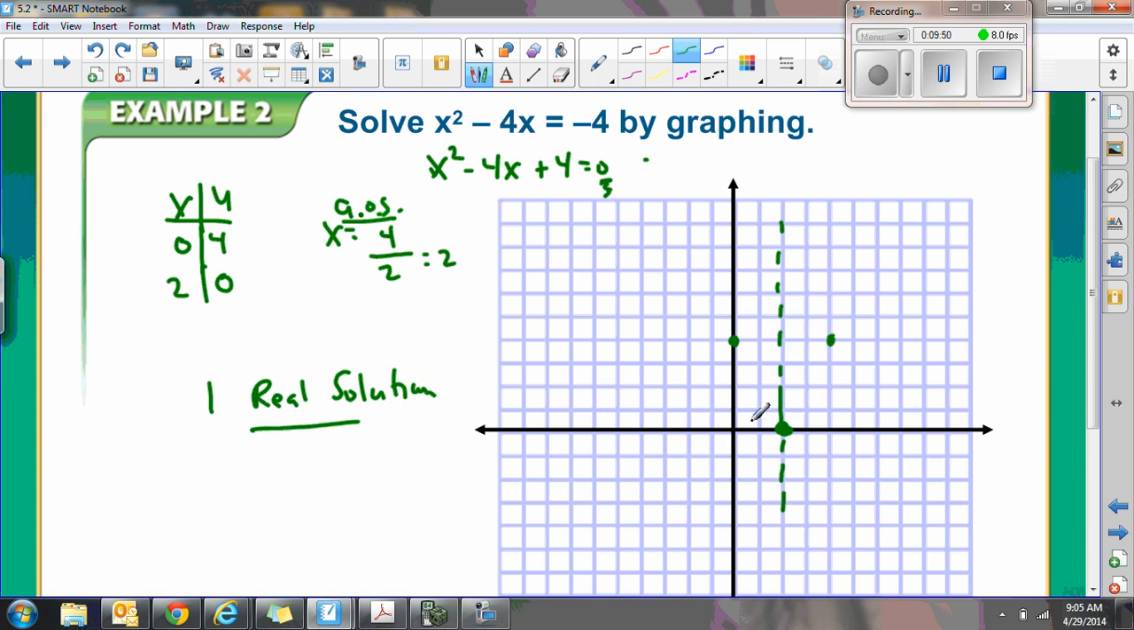And that one real solution is going to be right at that point. So when x is equal to 2. Let's plug in one more point just to be sure I graphed this right. So 1 minus 4 gives me a negative 3, plus 4 gives me a 1. So 1, 1. Connect the dots together. There's my parabola and my solution at x equals 2.